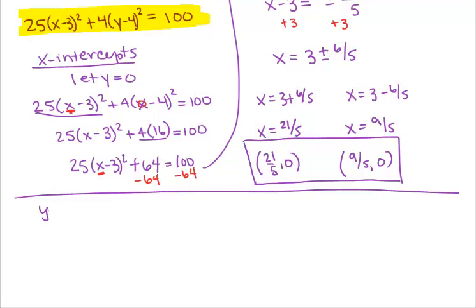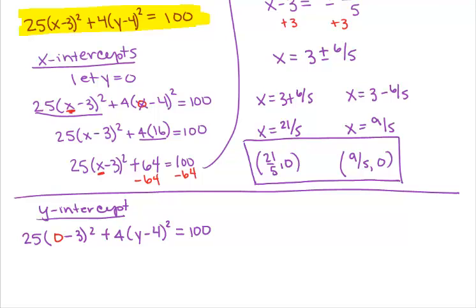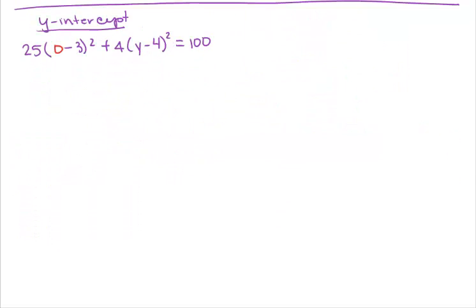So to find my y-intercepts, you need to let your x-coordinate be 0. So I have 25 times 0 minus 3 squared plus 4 times y minus 4 squared equals 100. And now I need to solve for my y variable to figure out what my y-intercepts are.